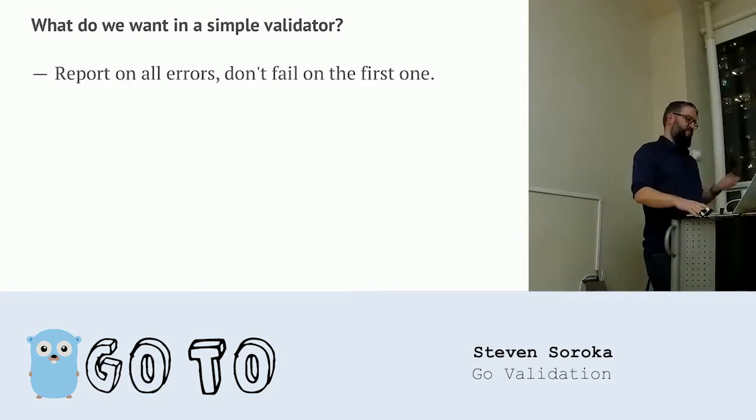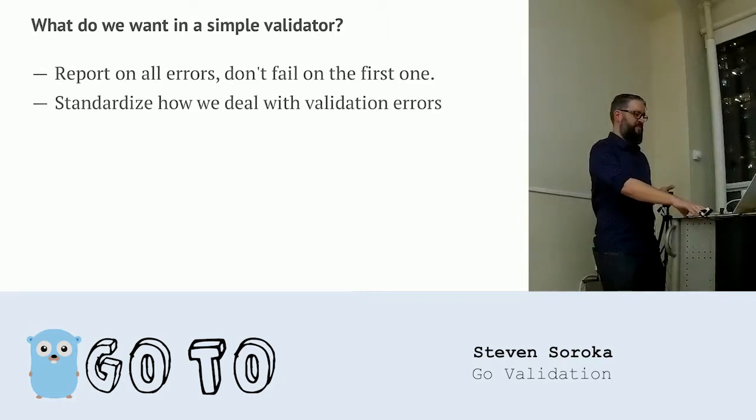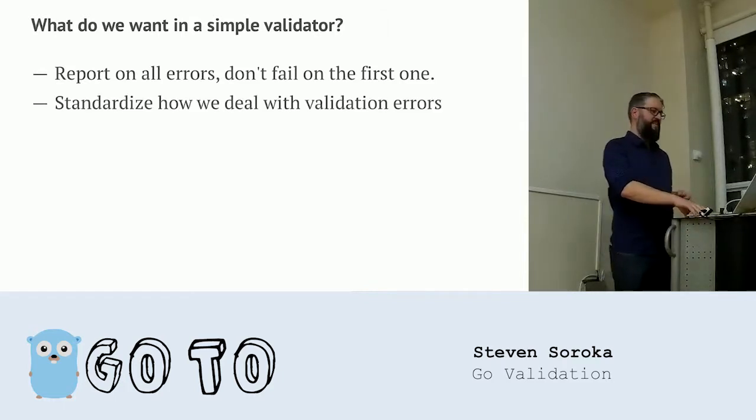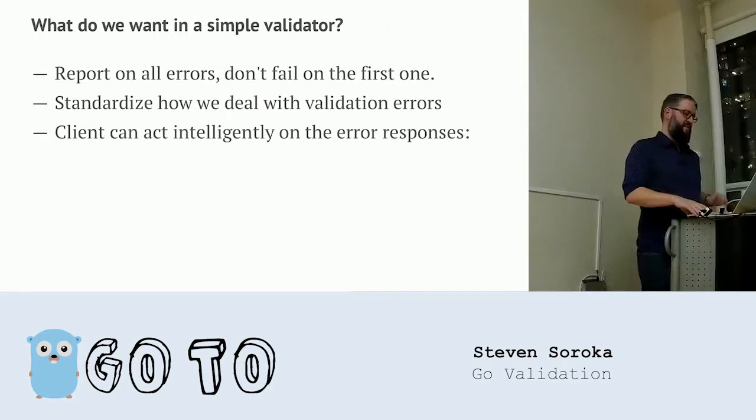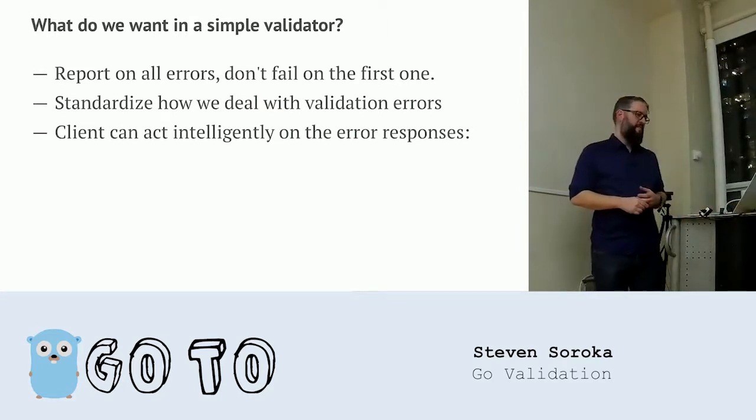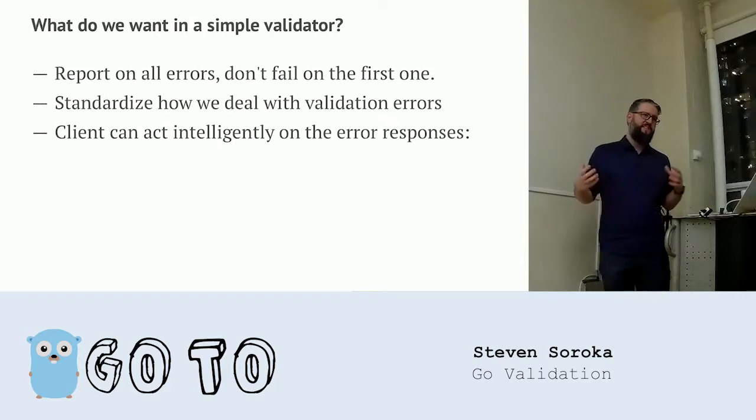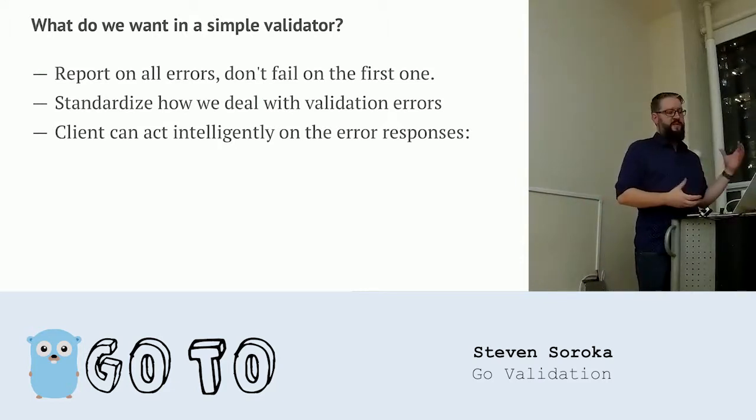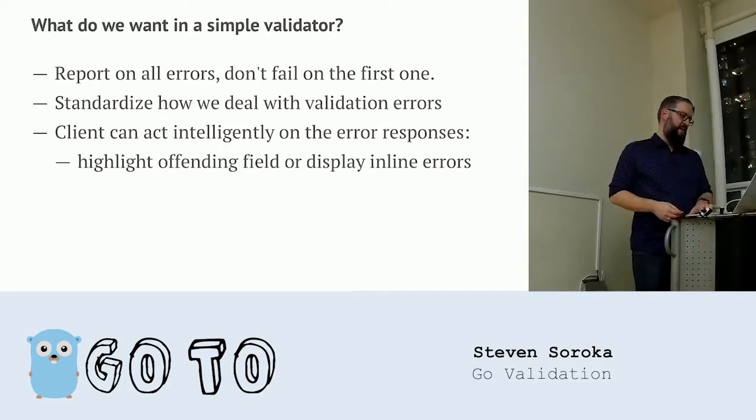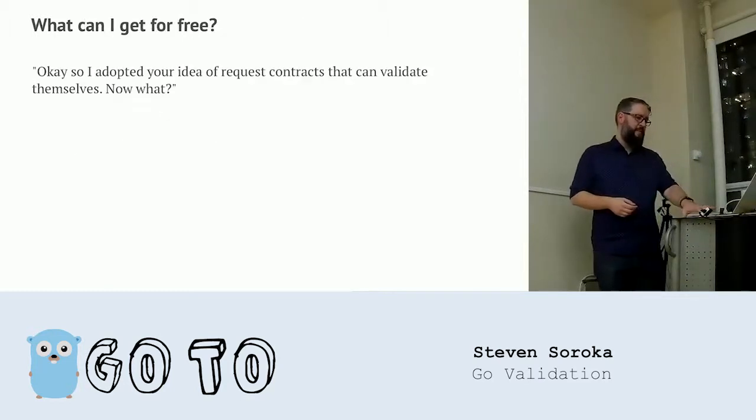We want it to report on all errors, not fail on the first one. Standardize how we deal with validation errors; that's sort of left up to the user, I think. The client can intelligently act on the error responses. We saw how one of the packages exposed the ability to send the errors back as a map with the field name in it, so you could do something reasonable with it, like highlighting the offending fields or displaying inline errors.